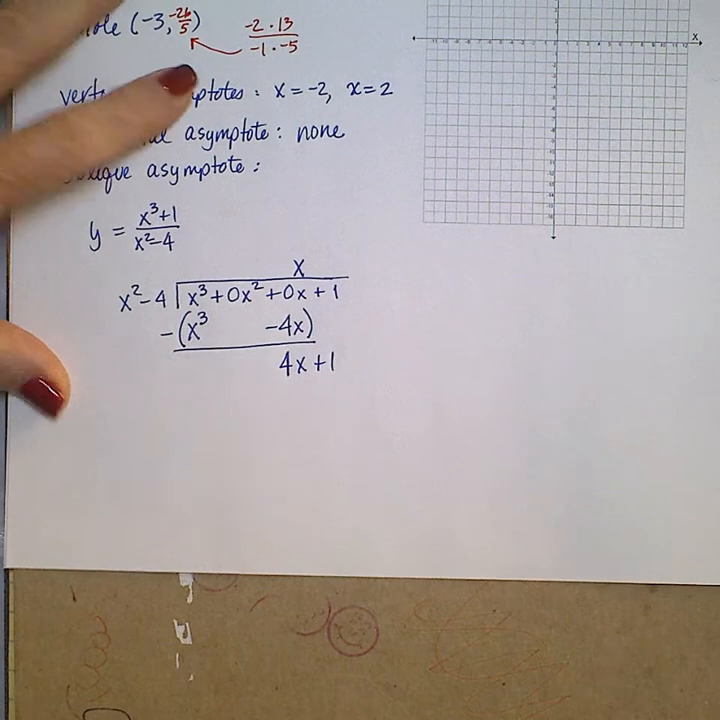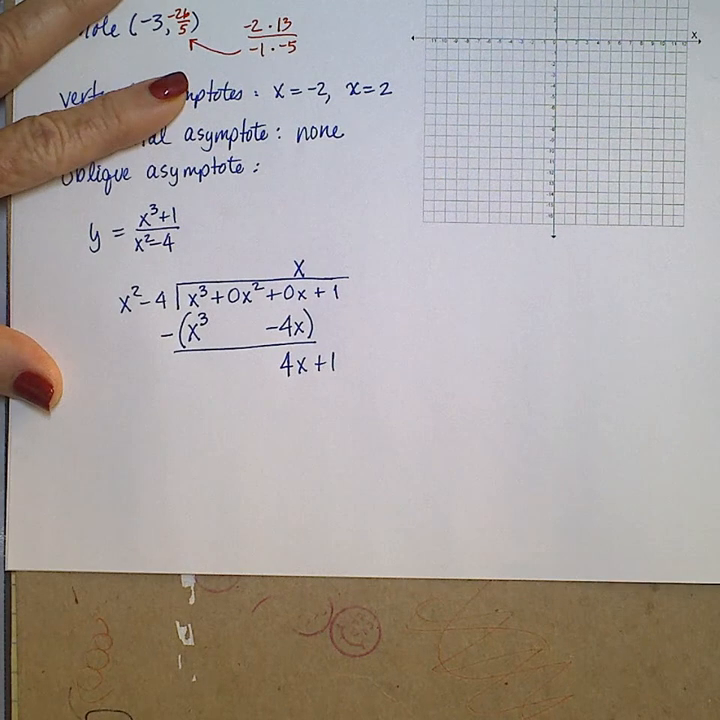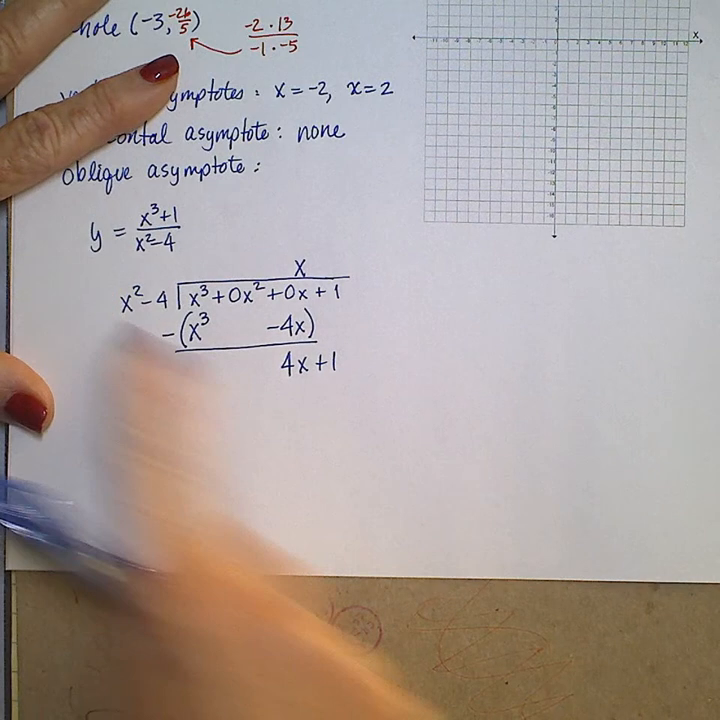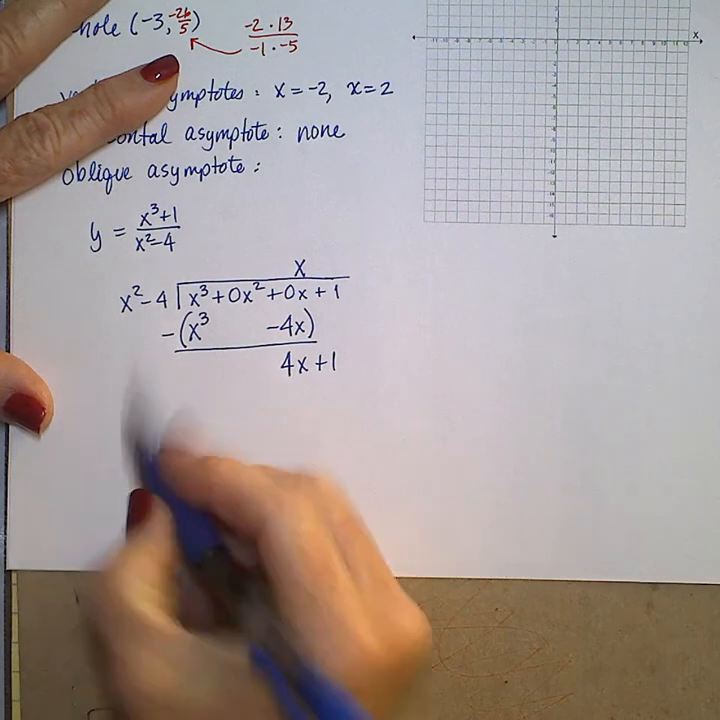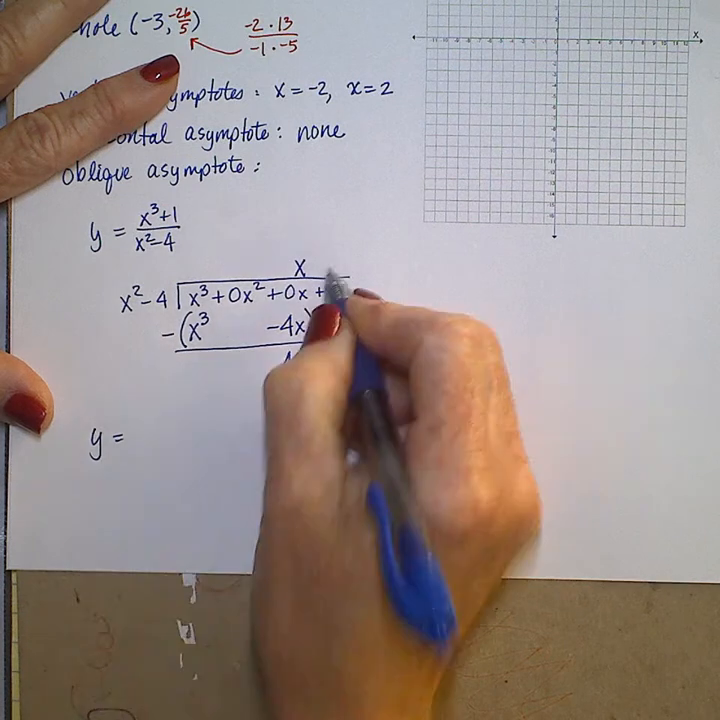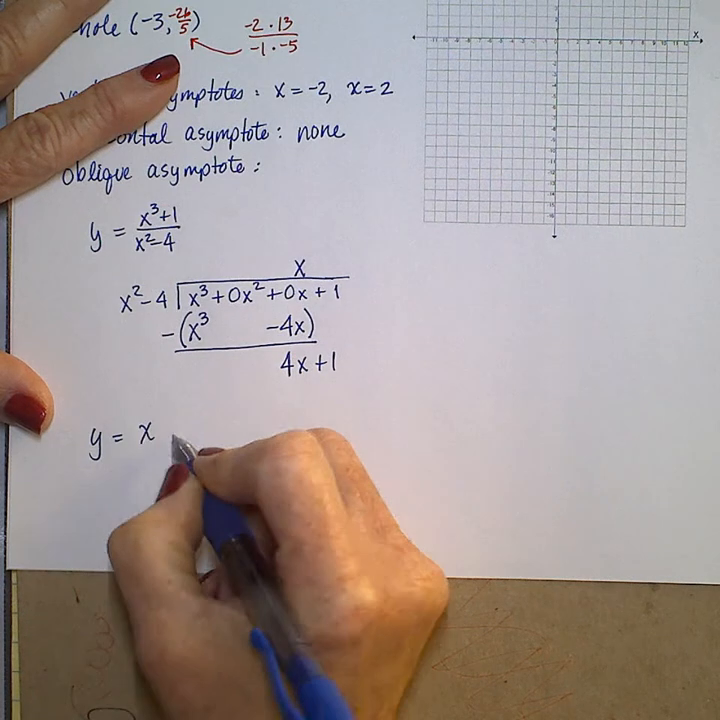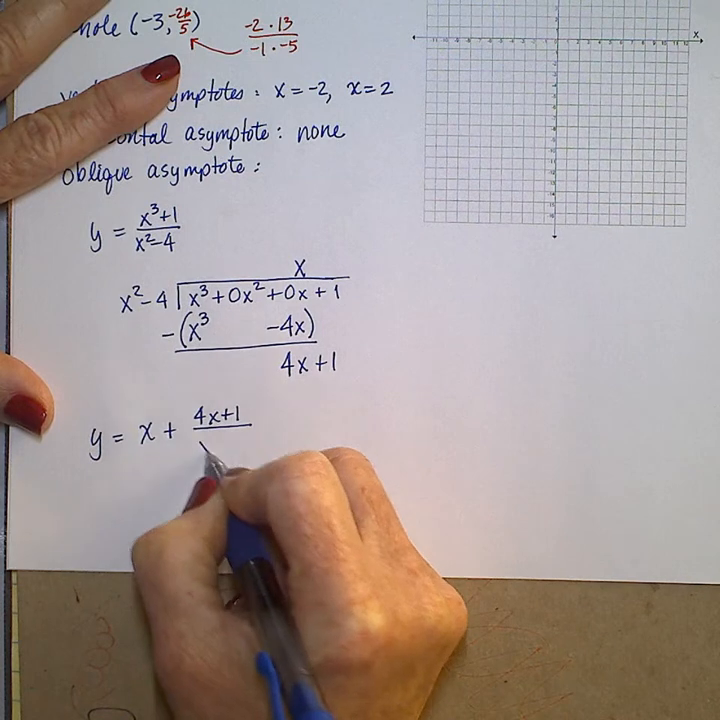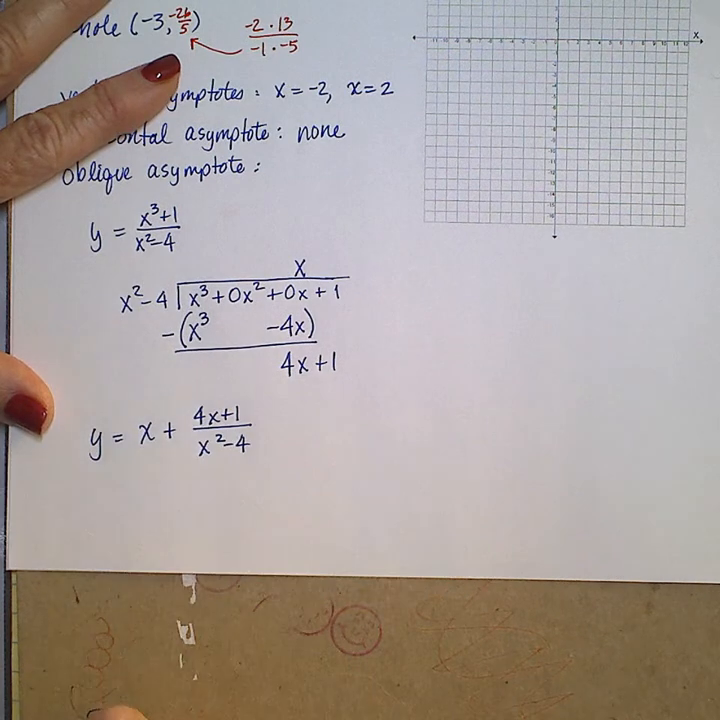4x plus 1. Okay? Which means that, and then that's it, we're done. X squared won't go into a 4x. So we know that this y can be rewritten as that quotient x plus that remainder, 4x plus 1, over the divisor, x squared minus 4.